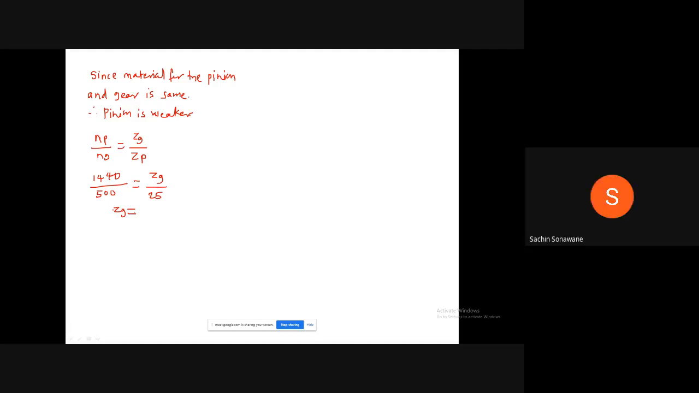72. Yes, correct. 72. Now you have to calculate sigma b also. Therefore, calculate sigma b. Sigma b is equal to, what is our formula? SUT divided by 3, which is equal to 800 divided by 3. Therefore, sigma b is equal to 266.67 Newton per mm square. Write down this. Same steps we have to follow, whatever steps we have seen earlier.